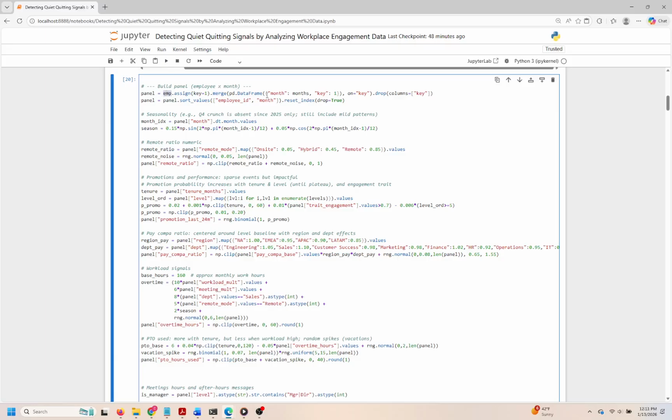To begin, we set up a structured table by assigning a key to facilitate merging data on months with employee details. This allows us to generate a cohesive dataset that we can then sort sequentially by employee and month. With this basic structure in place, we move on to more intricate computations, such as assessing seasonal fluctuations through sinusoidal functions. This approach captures underlying patterns that might be too subtle to see directly.